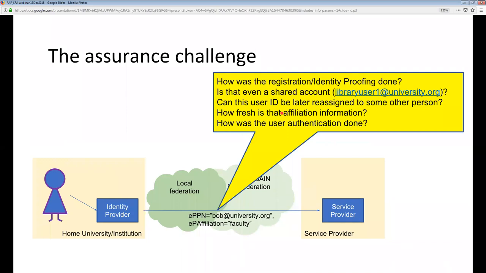If the IdP says the user is a researcher or is a faculty member, how fresh is that information? Is it even possible the user has already departed from the home organization, but the account hasn't been deactivated or the affiliation role removed? And how was the user authenticated in the beginning of this session? So these are the issues we want to cover by the assurance suite.